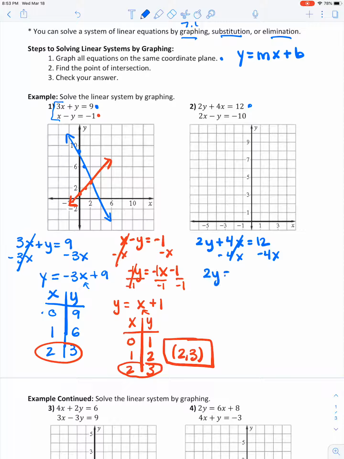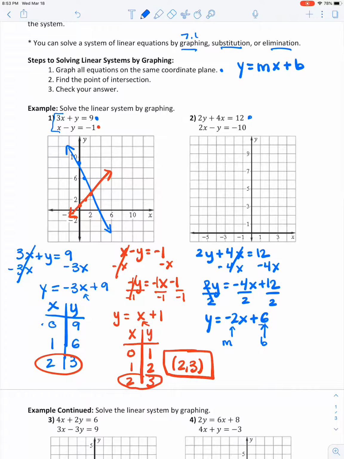Now we have 2y equals negative 4x plus 12. I could divide everything by 2. So now we have y is equal to negative 2x plus 6. Just a reminder here that this plus 6, that is my b value, and this negative 2, that's my m. Okay, so a b value of 6, that is where it intersects on the y-axis.